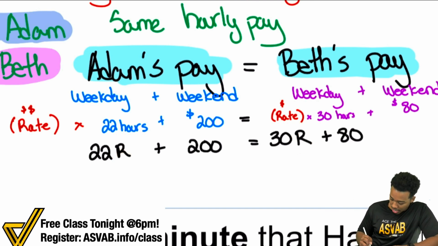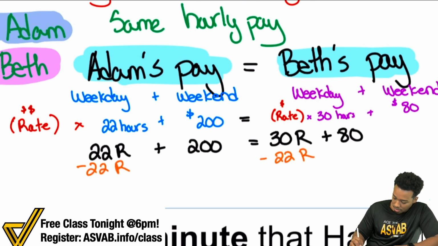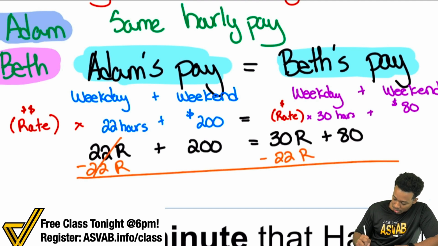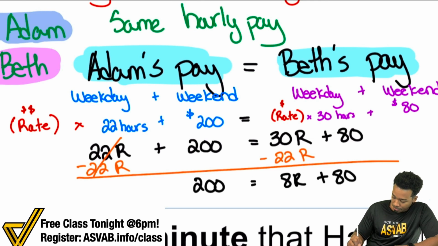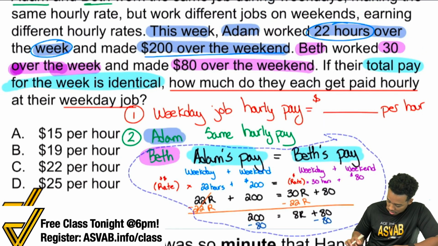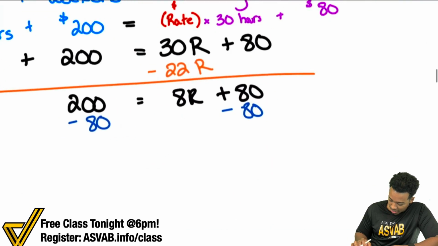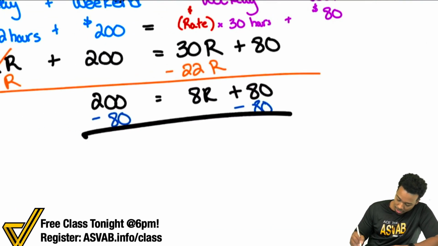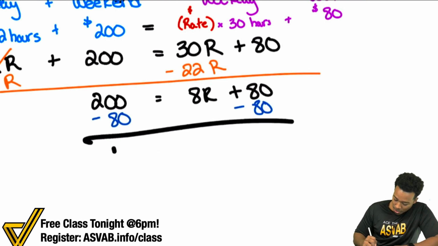The way we're going to solve this, I see an easy way here by just subtracting 22R from both sides. Booyah right there. So that's going to leave me with 200 equals 8R plus 80. And what I can do now is go ahead and subtract 80 from both sides. I'm going to give myself some more room and make all of this a tad bit smaller, so I can keep solving this. So right there, we're going to have 120 equals 8R.